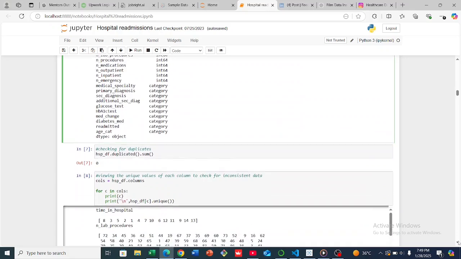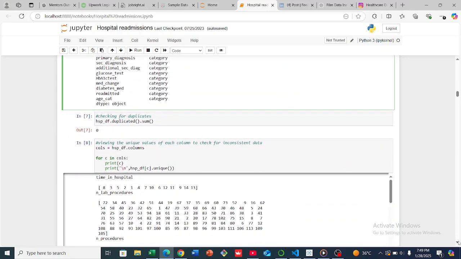So let's scroll down. The next thing I did was to check for duplicates in my data set. I used the .duplicated method and added the .sum method, so that I can check the total number of duplicated values in this data set, and we had 0, meaning there was no duplicated value in our data set.